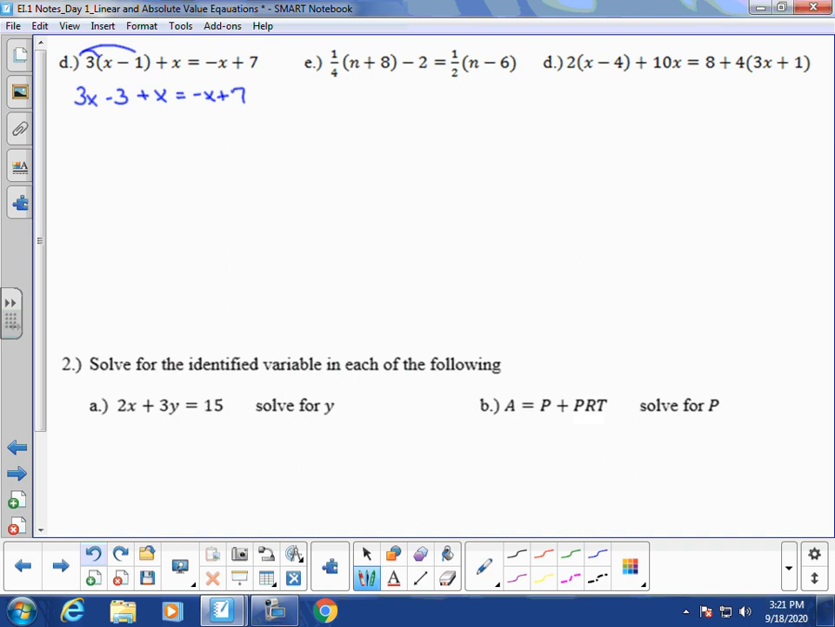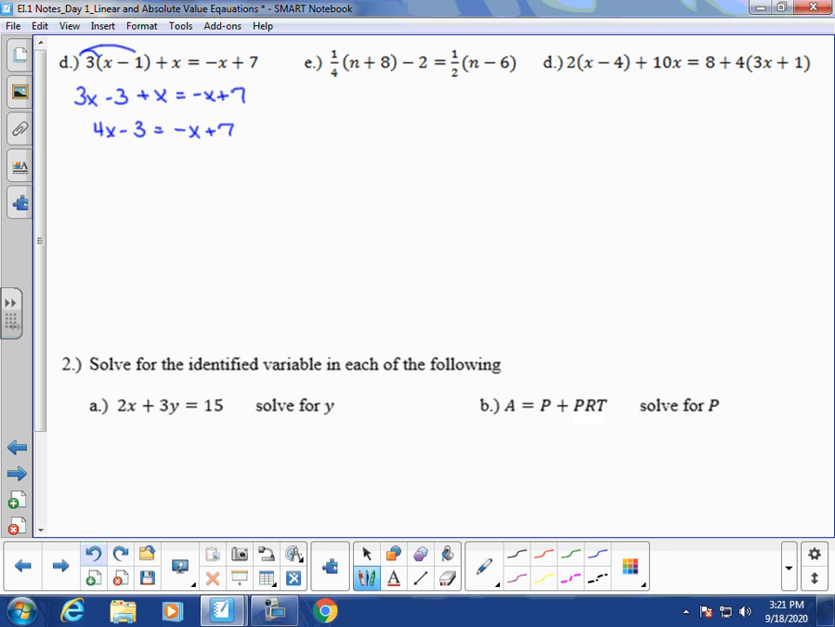So I distributed the 3, but everything else stayed the same. Now I can simplify. Notice I have a 3x and an x on the same side. So I can add those two together. So 3x plus x is not 3x. 3x plus x is 4x. So then I would get a 4x minus 3 equal to negative x plus 7. Now I have simplified this equation.